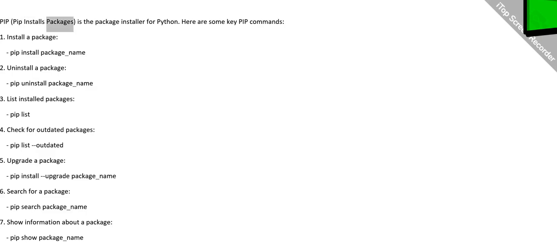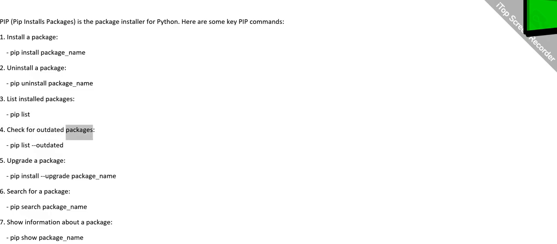Pip, which stands for "pip installs packages," is the package installer for Python. Here are some key pip commands. 1. Install a package: pip install package_name. 2. Uninstall a package: pip uninstall package_name. 3. List installed packages: pip list.